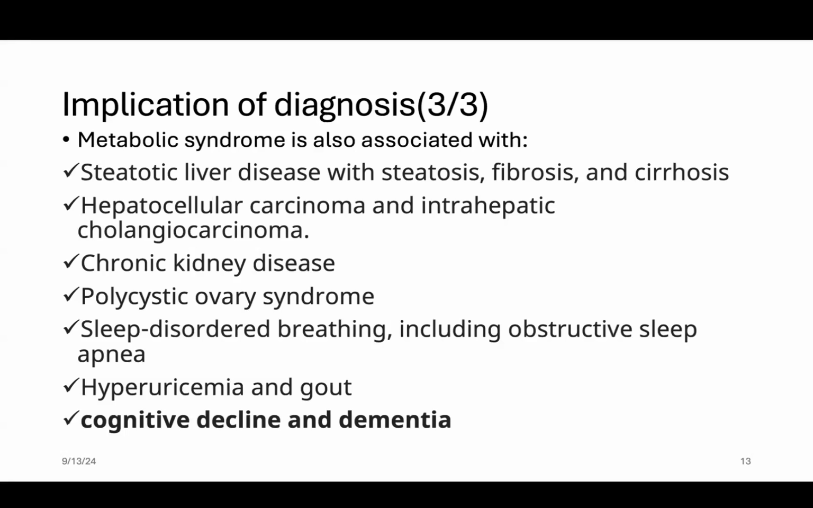And one more thing we tend to overlook: it's associated with cognitive decline and dementia. Very important. Compared with the general population, the one with metabolic syndrome has a higher chance of developing cognitive decline and dementia, which is very important. And a lot of times we tend to overlook this.